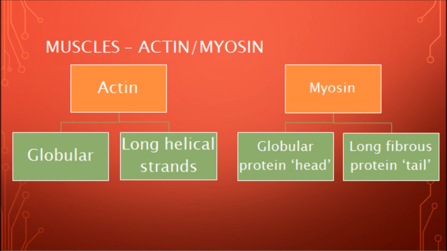Myosin is formed from two proteins: one globular head which has two bulbous formations, and a long fibrous filament which is made of hundreds of molecules. Actin is a globular protein that forms long helical strands, where the two strands wind around each other.